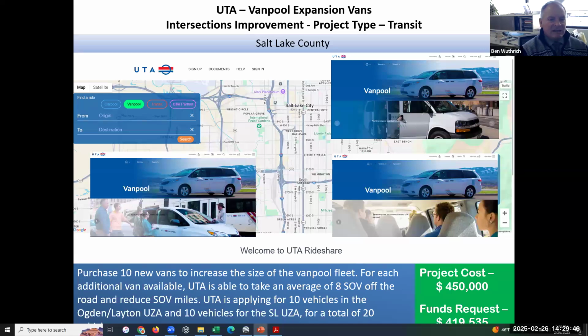The next request is a request from UTA. This is for the van pool expansion. On the vans, the intent is to purchase 10 new vans for the van pool program. Estimated project cost is $450,000. Funds being requested is $419,000+.